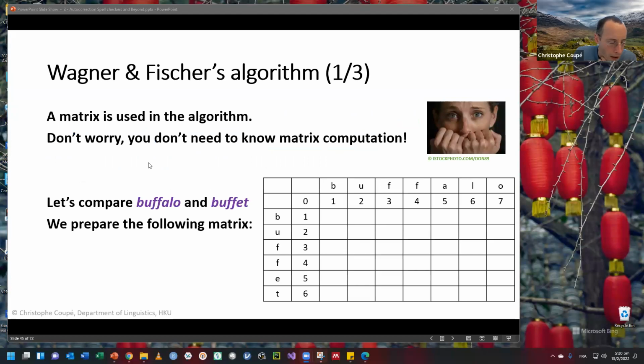So there is an algorithm, the one created by Wagner and Fischer. And we use a matrix. So you don't need to do, if we add white space, I like this question. If you add white space, then you don't have a single word, right? Then you have 2 words.